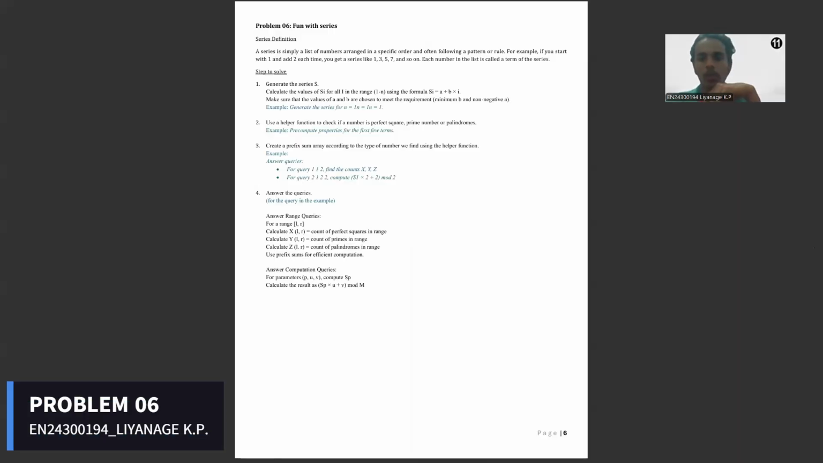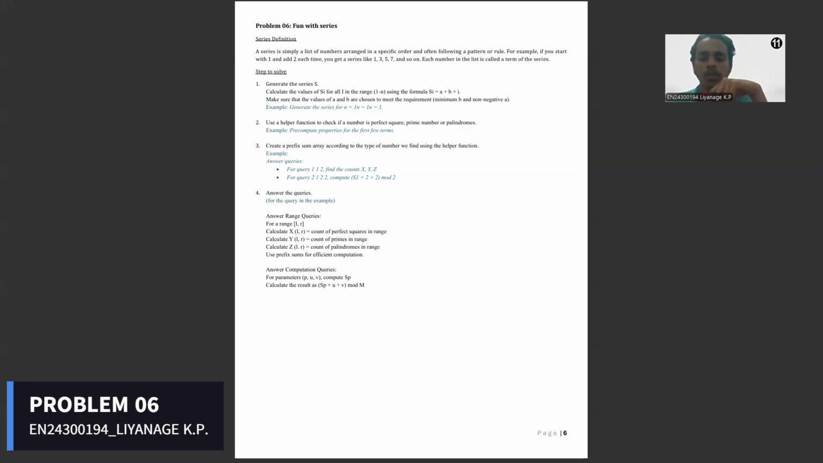To solve the problem, we need to first create a series S using the formula Si equals a plus b times i, where i goes from 1 to n. Then we check each number in the series to see if it is a perfect square, a prime number, or a palindrome. We keep track of these counts using prefix sums, which make it quick to answer range queries. For a range L to R, we can easily find how many perfect squares, primes, or palindromes are in that range.